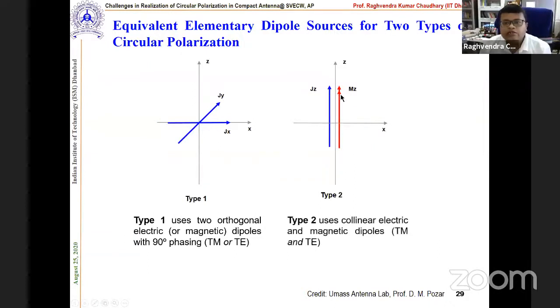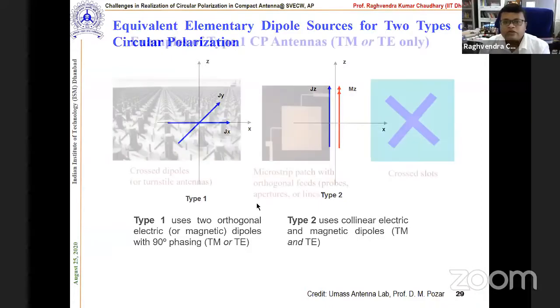This JZ and MZ is the surface current density. And here, if you are using both, let's say TE and TM, correct? So you need not worry about this 90 degree in these things. But at the same time, you are supposed to incorporate these two modes. So mainly my research group is doing these things in a DR, dielectric resonator, because in DR actually we can maintain the two different modes, correct? So this is one thing.